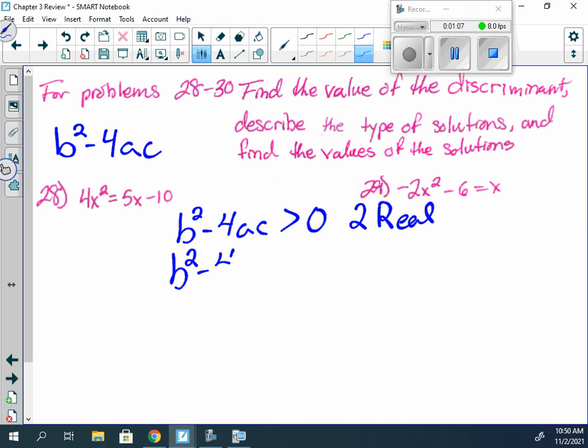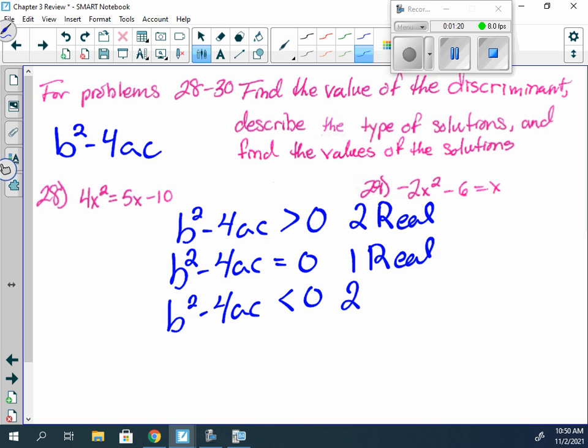We could also have that b squared minus 4ac is equal to 0, which would mean we have one real solution. And we could also have that b squared minus 4ac is less than 0, which would be two complex solutions. Because the discriminant will really help us determine what kind of solutions we will have for whatever the quadratic equation is.